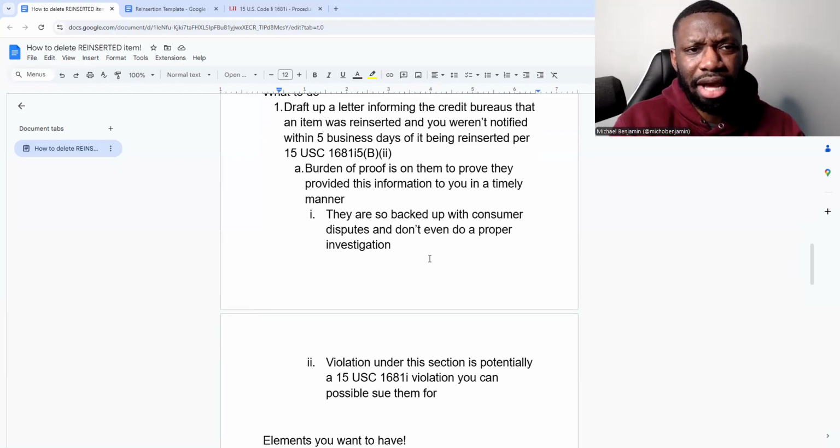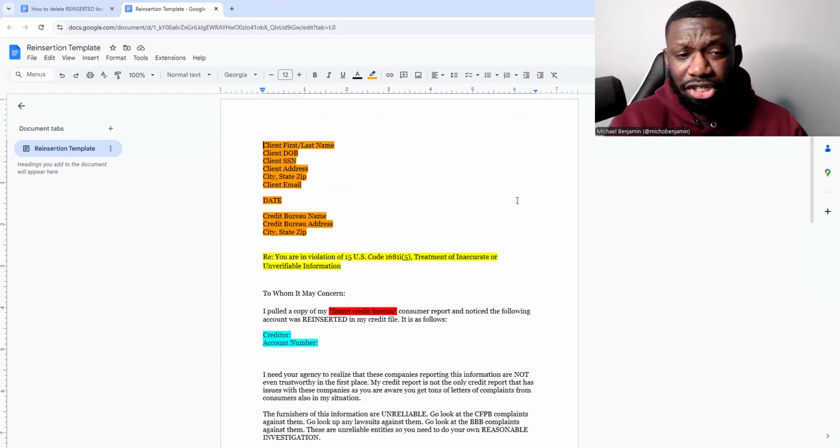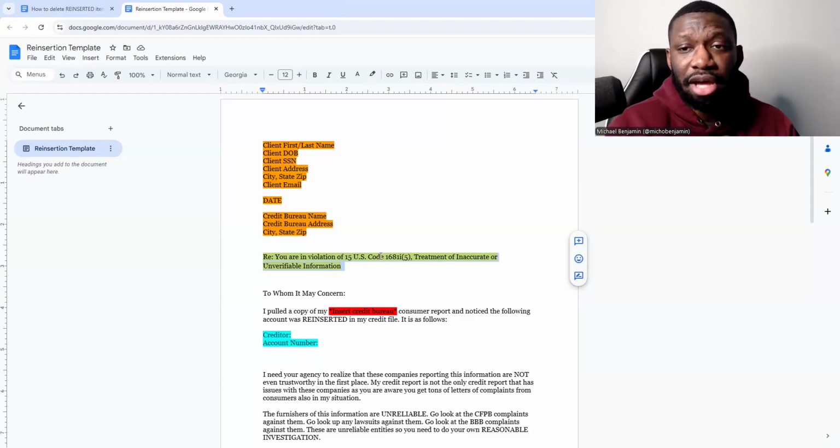We'll talk about the elements that you want to have. I want to go over the template just so y'all can have a guide as far as what to look at. You can basically just copy the guide that I have here. You can ChatGPT it, you can use Claude.ai, whatever you want to do, right? So we have the client information, or if it's for yourself, you put your information, obviously the credit bureau's name. The title we just have is that you're in violation of 1681i(a)(5), treatment of inaccurate or unverifiable information. Remember, it's not just inaccuracies, it could be unverifiable, it could be incomplete information.